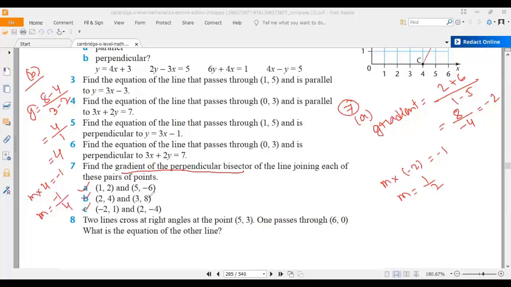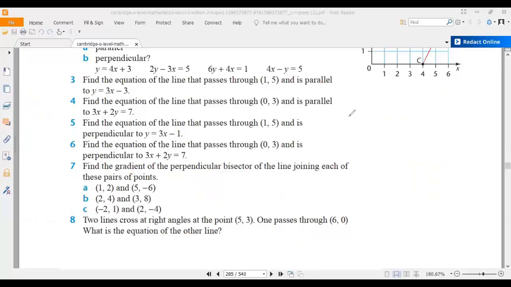Okay. Now question C. We need to find the gradient first. What is the gradient? y1 minus y2, so (1 plus 4) by (minus 2 minus 2). The numerator is 4 plus 1, 5, and minus 2 minus 2 is minus 4. If the gradient of the perpendicular bisector is m, then m into 5 by minus 4 equals -1. Then the gradient of the perpendicular bisector of these 2 points will be 4 by 5. Okay, very simple.